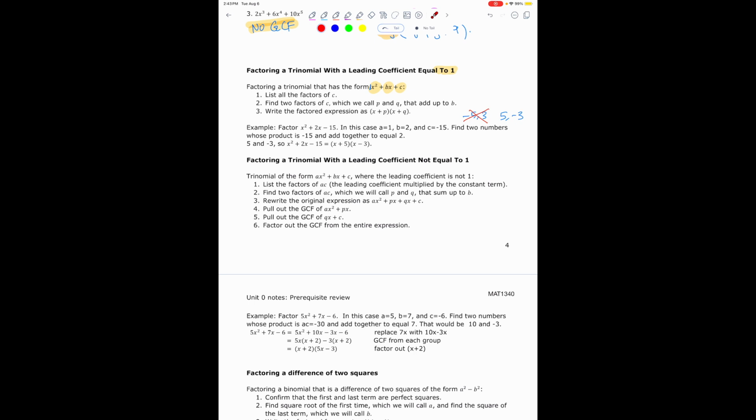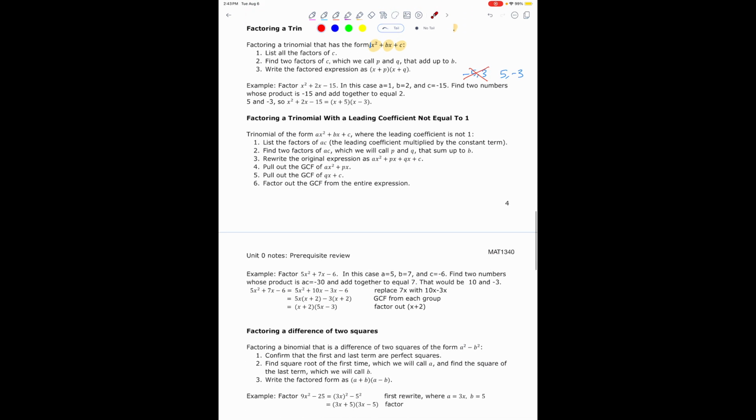So that is what's going to happen if the leading coefficient is 1. As you can see, it is the 3 steps that we did, and with practice, you're going to be able to do that really fast. When it comes to factoring a trinomial with a leading coefficient that is not 1, for example, we have a trinomial of the form ax squared plus bx plus c, such that a is not 1.